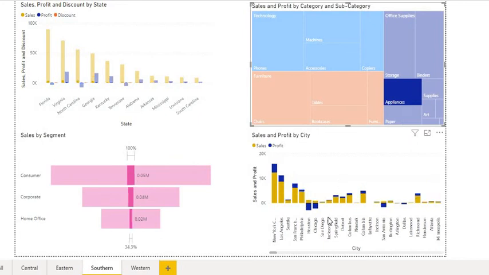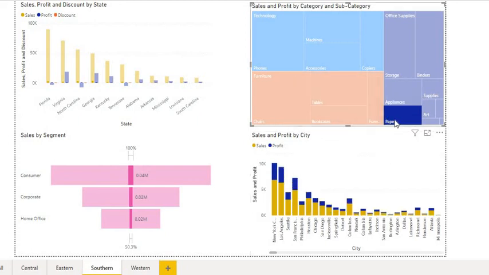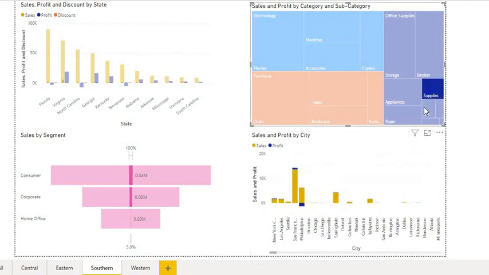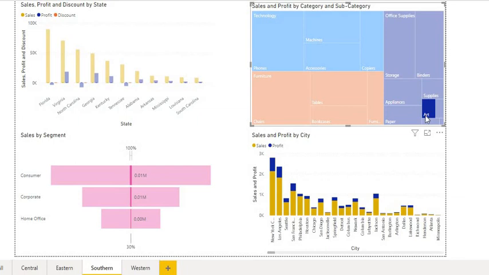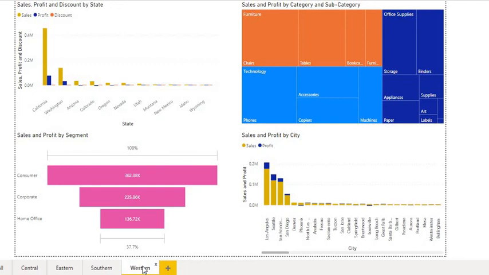Appliances, in appliances, Houston and Chicago are the places of concern, like there is a high amount of loss in these two regions. Paper is doing good in all the cities. Supplies, mixed up view. Arts, it's also good view in most of the cities. Okay, and the final region is western region.